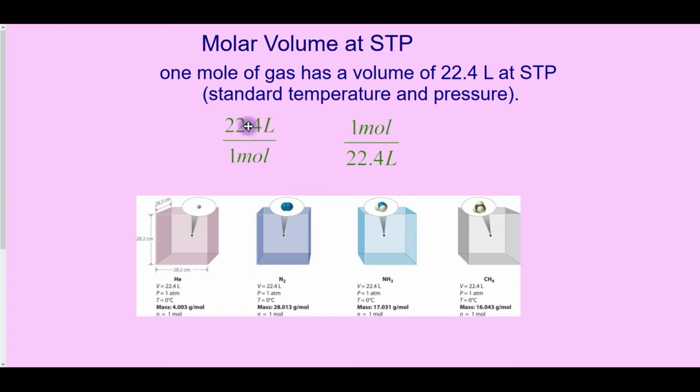Because it is an equality, we can put it as a conversion fraction. We can have the liters on top or we can have it on the bottom, depending on what we need to cancel out. Because the gas particles are so small, their volume is the same for 1 mole, 22.4 liters. Their mass can change. For helium, there is 4.003 grams per 1 mole. For nitrogen, 28.013 grams per 1 mole. But the volume is the same, 22.4 liters. And that is true for every gas that we will work with.